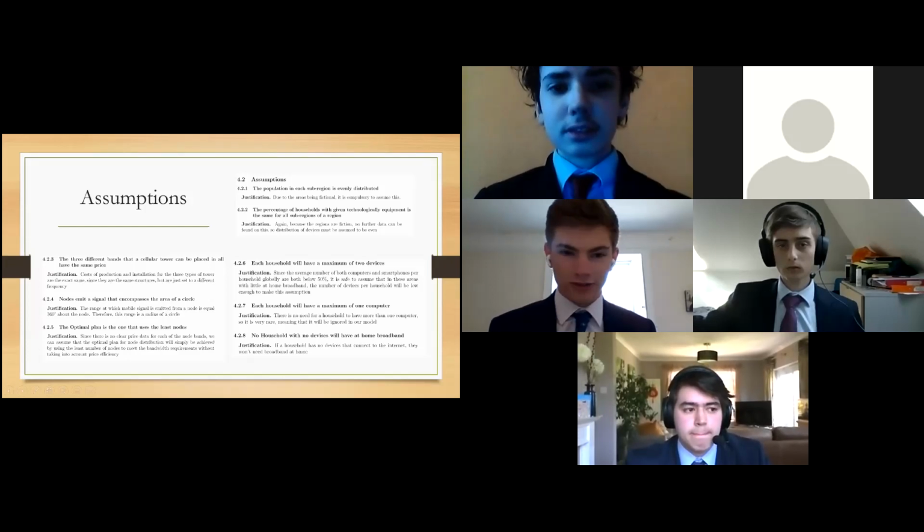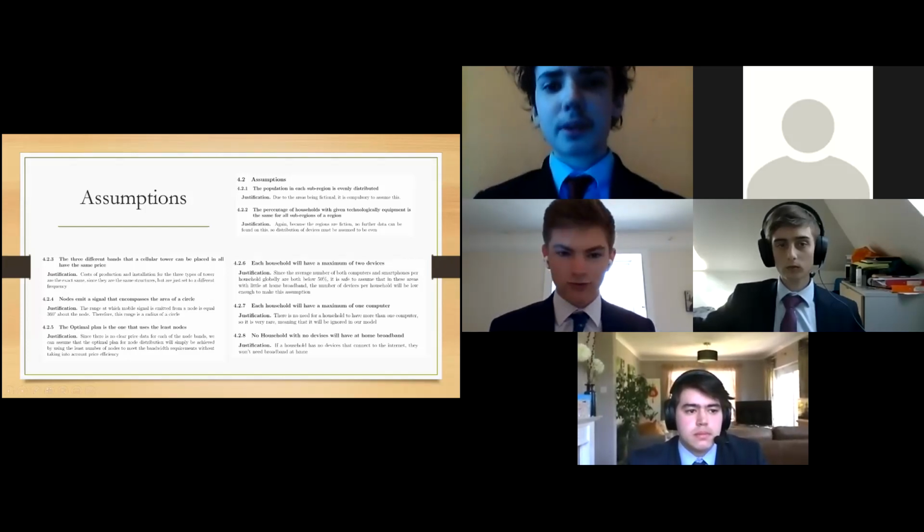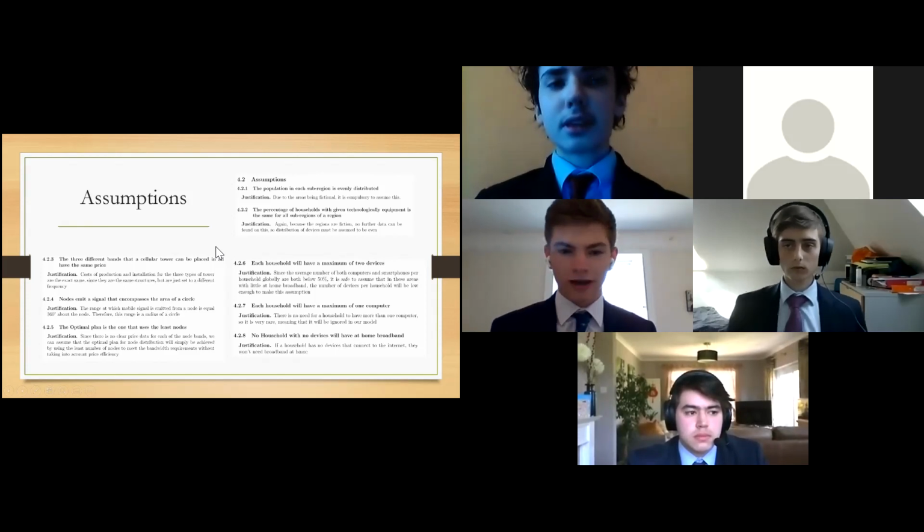The next 3 assumptions are there because they're about the cell tower nodes. They're talking about the region of area they give off. The optimal plan uses the least nodes, they're all the same price.